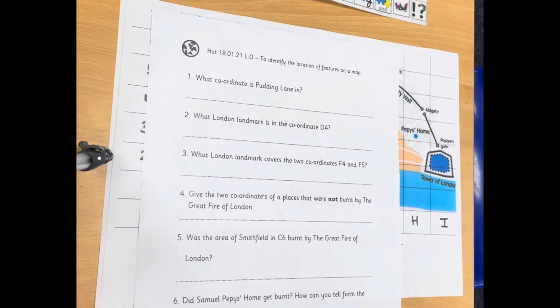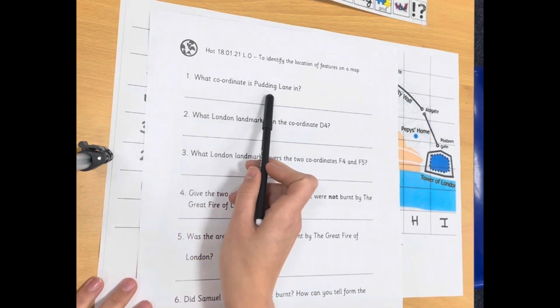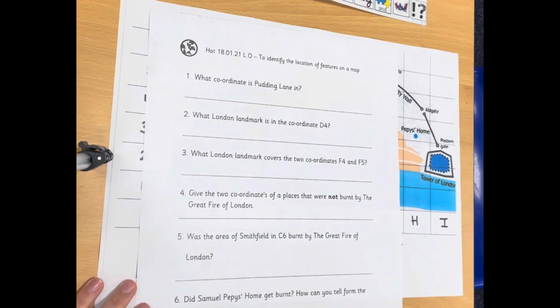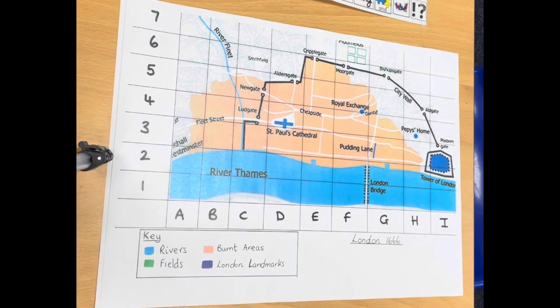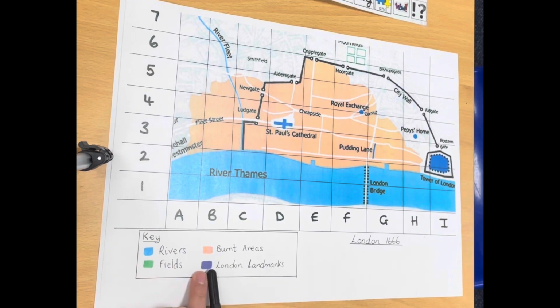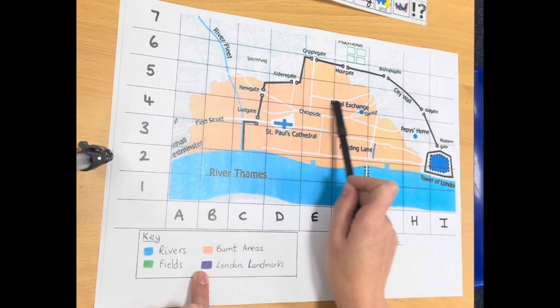Here's a copy of our questions. Question number 1. What coordinate is Pudding Lane in? So I'm going to have a look for Pudding Lane on my map. Now I don't just want the name of Pudding Lane, I want its actual location on the map by looking for my London landmark key. So let's have a look, see if Miss Ford can find Pudding Lane.